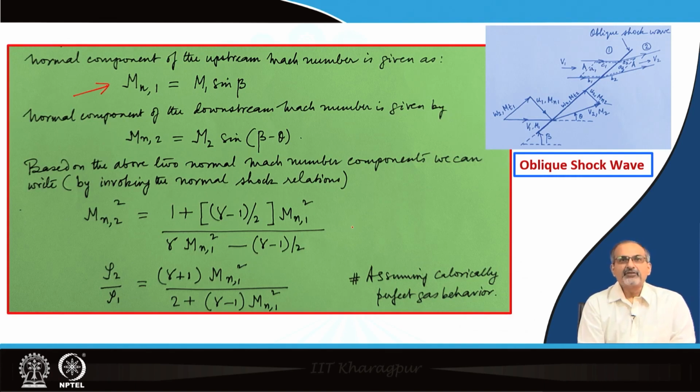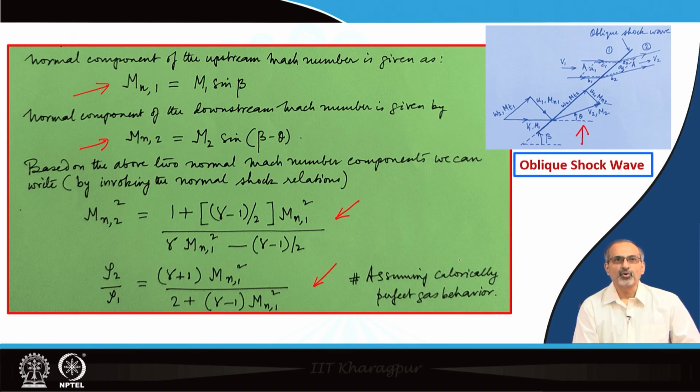The normal component of the upstream Mach number can be expressed like this, which very easily comes from the geometry that you see over here. Mn1 is equal to M1 sin beta. Similarly, the normal component of the downstream Mach number, Mn2, can be expressed as M2 sin(beta minus theta). Based on the above two normal Mach number components, we can write these relations again. Involving only the normal components, these equations are written, which are basically normal shock relations being fitted into an oblique shock scenario. And of course, all the way we are assuming a calorically perfect gas behavior.